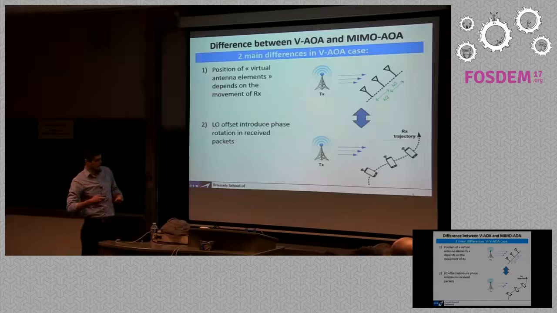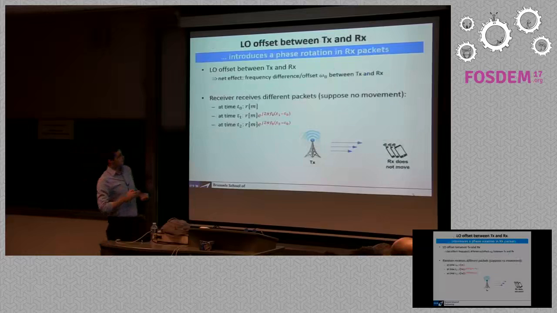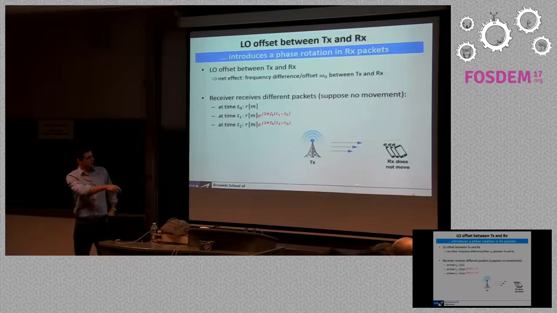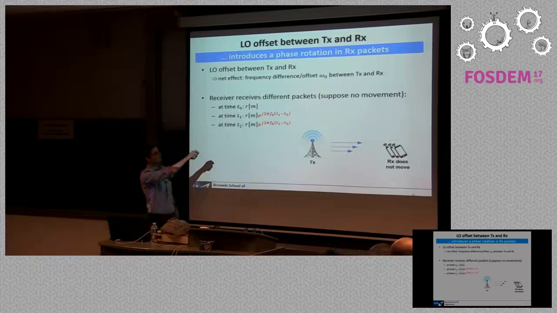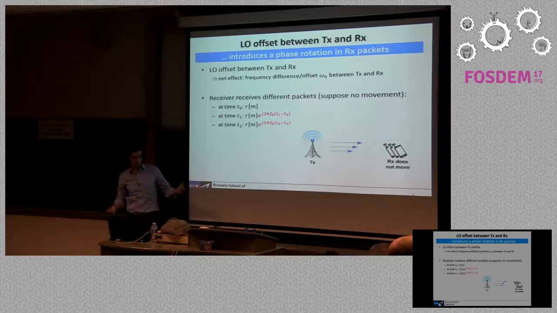So just to illustrate this frequency offset problem for those who are a bit less familiar with wireless communication, if you have a receiver who stands still here and is receiving multiple packets, at the first instant he's going to receive some baseband signal. At the next time instant, at time t1, he's going to receive the same signal with some phase shift, which is due to the frequency offset.